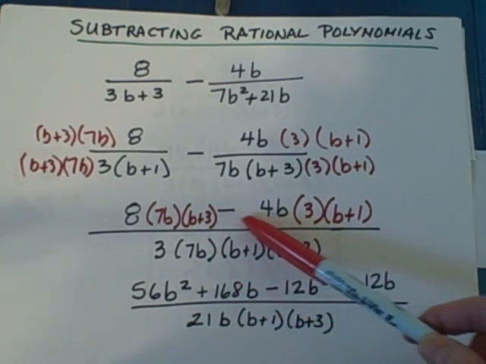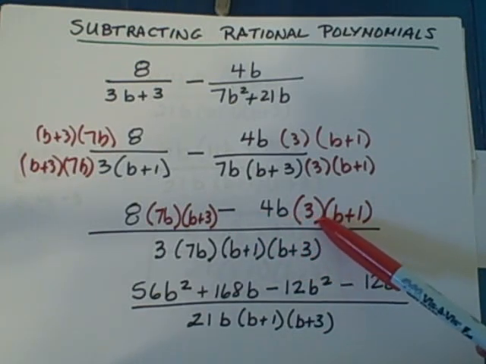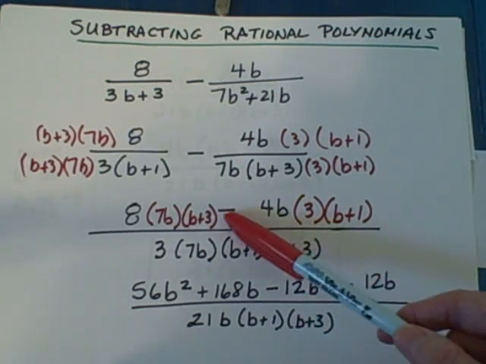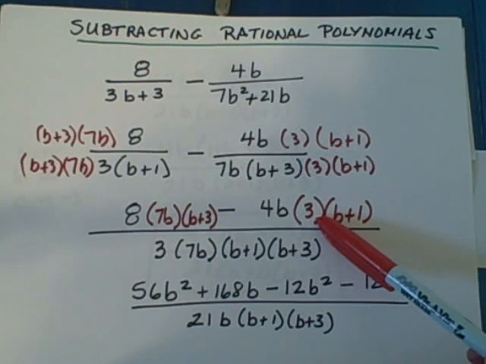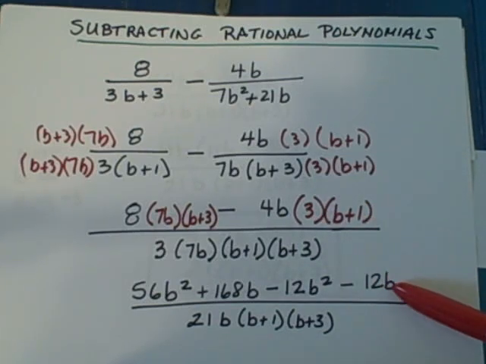Then I come to the back of the expression. Negative 4b times 3 is negative 12b times b gives me negative 12b squared. And then negative 4b times 3 is negative 12b times positive 1 is negative 12b as well.